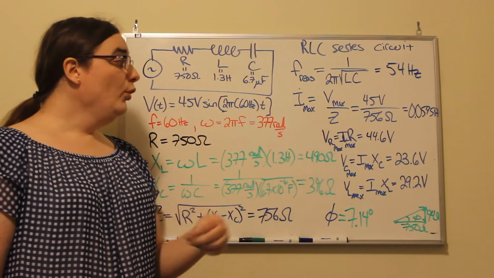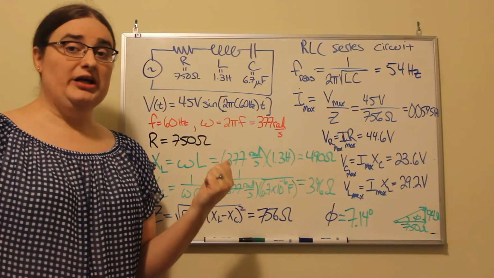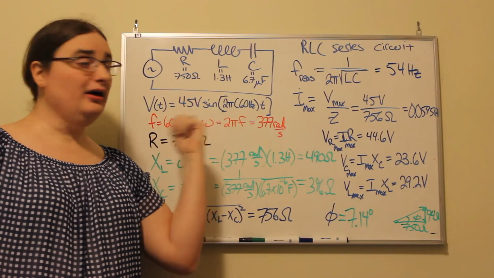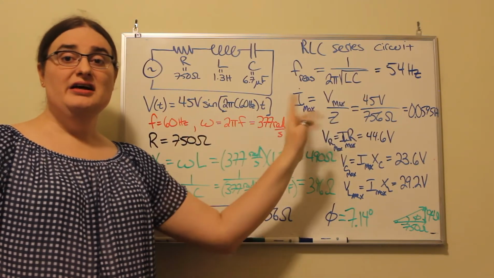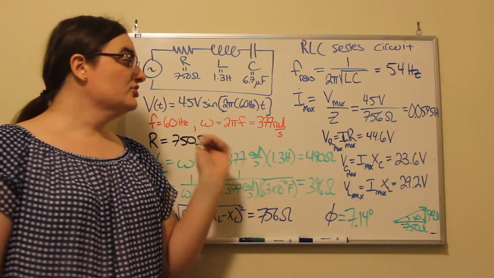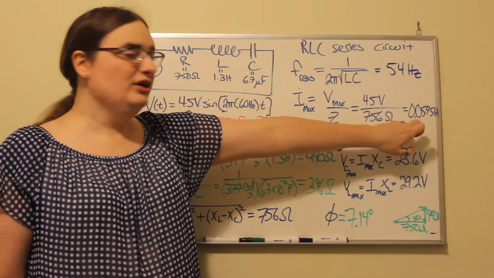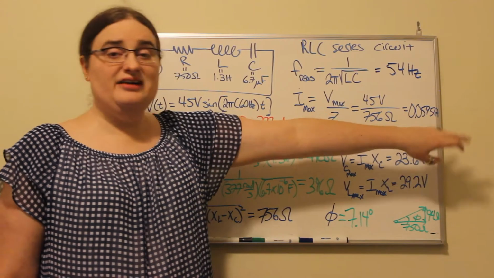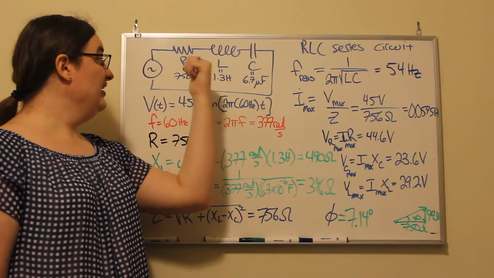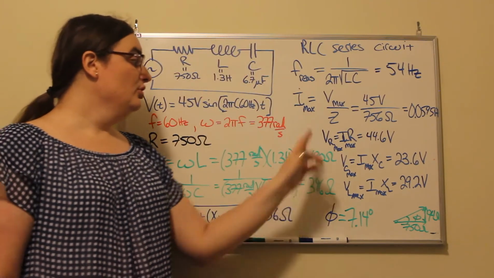So, with the impedance that we have at 60 hertz, what current are we going to see? Well, our maximum current is the voltage from our power supply, our maximum voltage of 45 volts, divided by our impedance Z, which we said was 756 ohms. So that means the current in this series circuit, which is shared through all of those elements, would be 0.0595 amps, 59.5 milliamps.